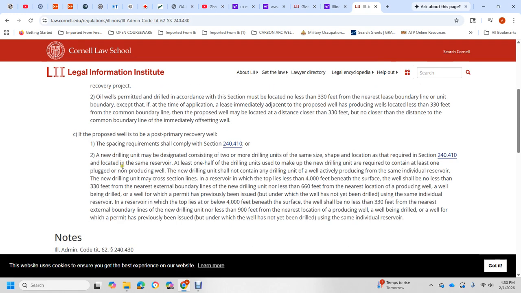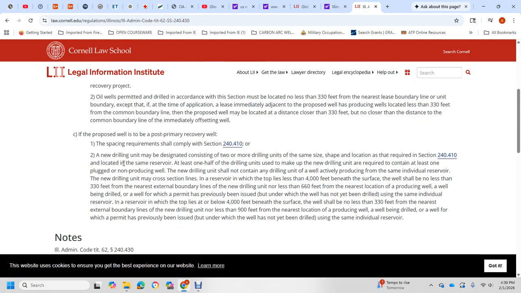A new drilling unit designated as consisting of two or more drilling units sized and shaped in the location required in 244.10, located in the same reservoir, where at least one half of the drilling units are required to contain at least one new plugged or non-producing well. New drilling units shall not contain any drilling well actively producing the individual reservoir. The new drilling units may cross section lines.